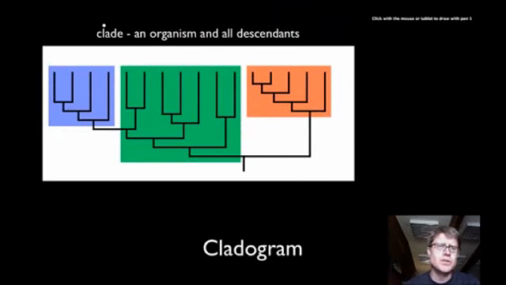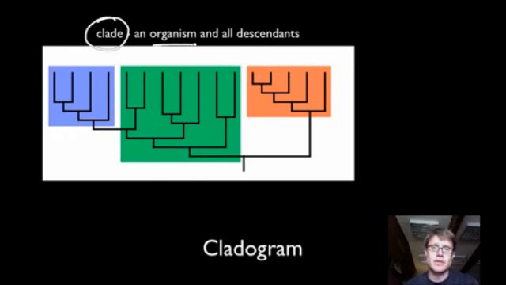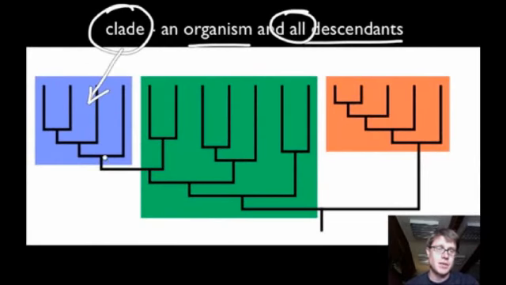A cladogram uses what is called a clade, and a clade, if I remember right, comes from the Latin for a branch. A clade is simply a group that has an organism and all, and I would circle the word all, of its descendants. So this right here is a clade because it has this organism and all the descendants that come from it. Or the orange is a clade because it has this organism and all of the descendants that come from it.